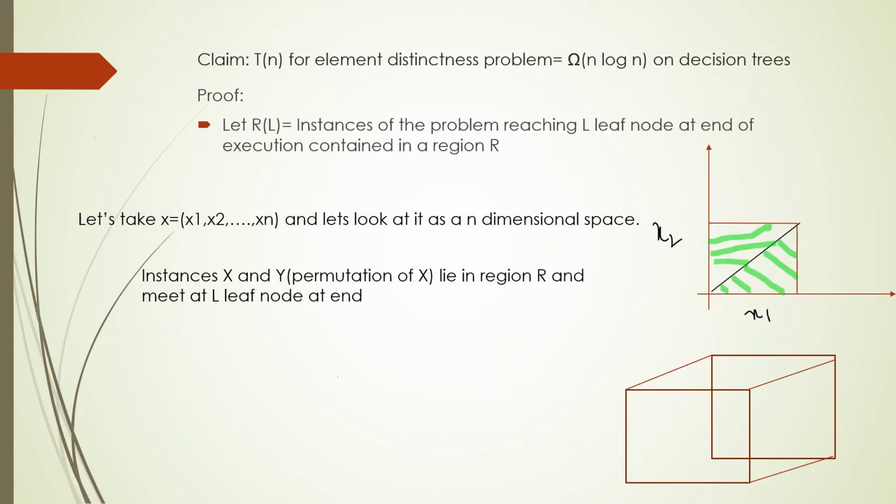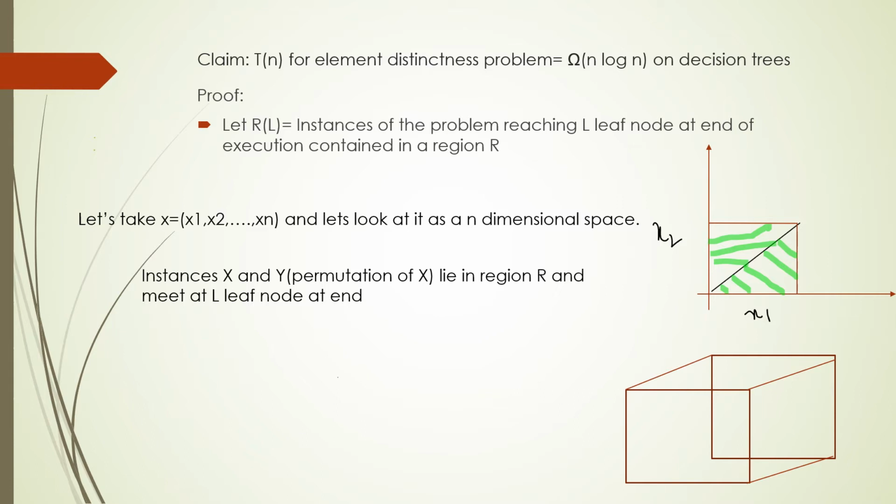Now we are going to find out P of n for the lower bound proof for this element distinctness problem, which is omega n log n from decision trees. What we are going to try to prove is that there is a region R which contains all the instances of the problem reaching a leaf node L at the end of the execution.